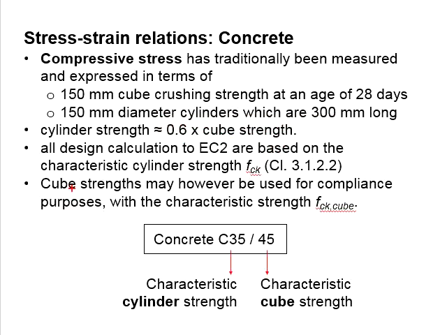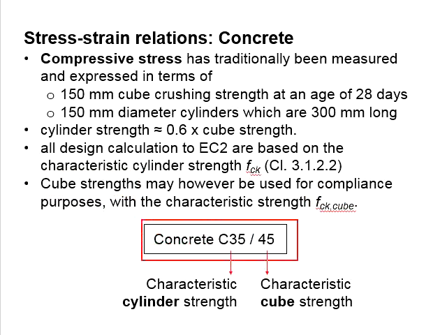It is noted that all the design calculations in Eurocode 2 have to be based on the characteristic cylinder strength, which is termed as fck. The cube strength may, however, be used for compliance purposes, and it is normally termed as fck,cube.